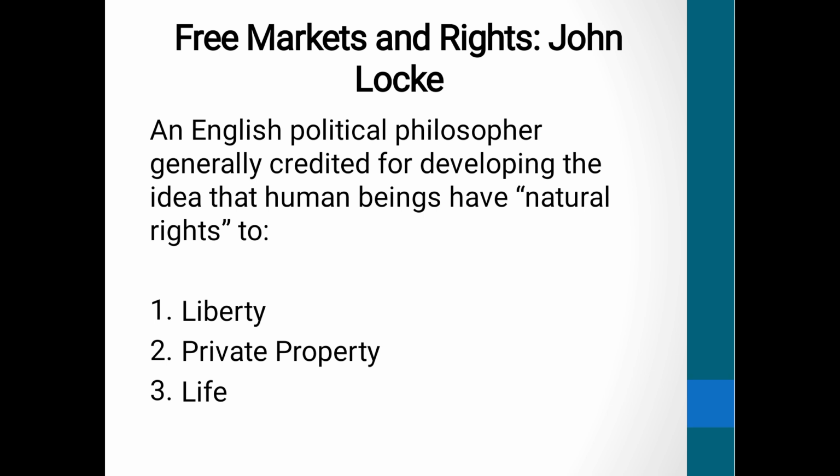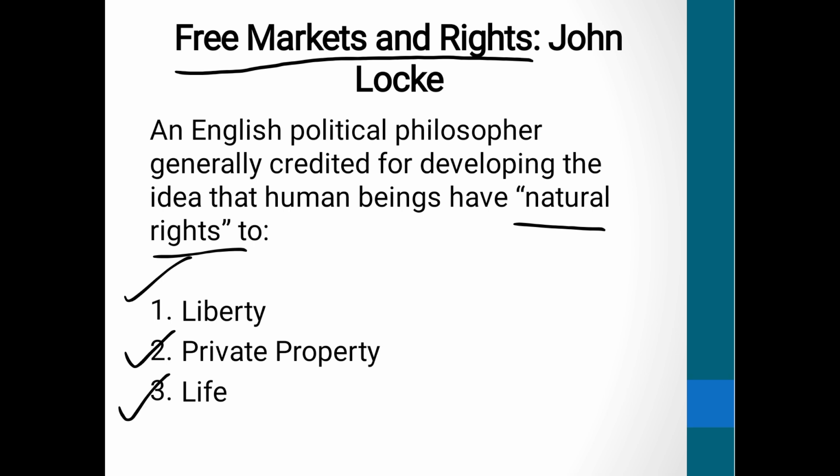Students, as we are talking about the economic systems, free market, production, distribution, we have three main important theories in our chapter. The first theory is the free market and rights by John Locke. John Locke was an English political philosopher, generally credited for developing the ideas that human beings have natural rights. Natural rights to liberty, that means freedom; natural rights to private property, that is the ownership of land, building, etc., and the right to life.